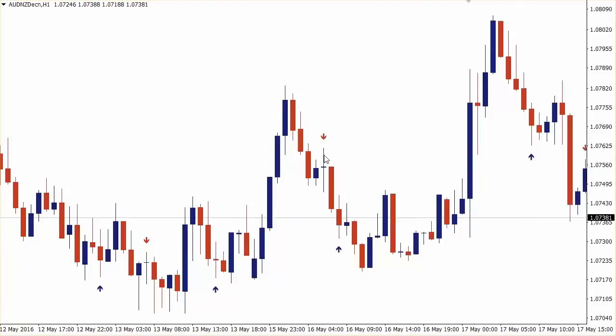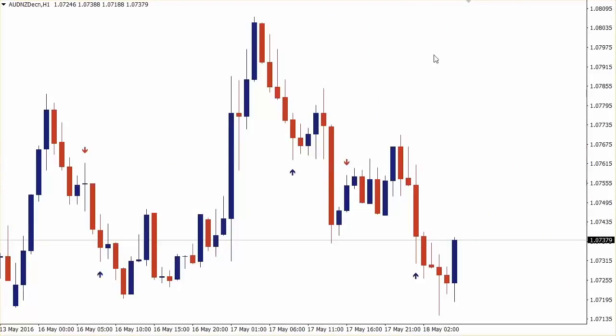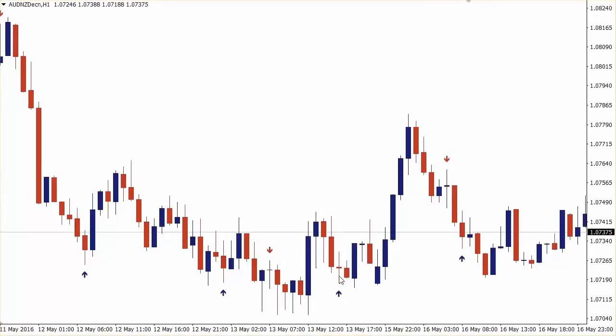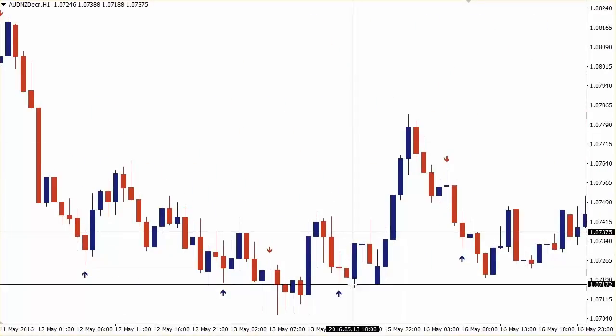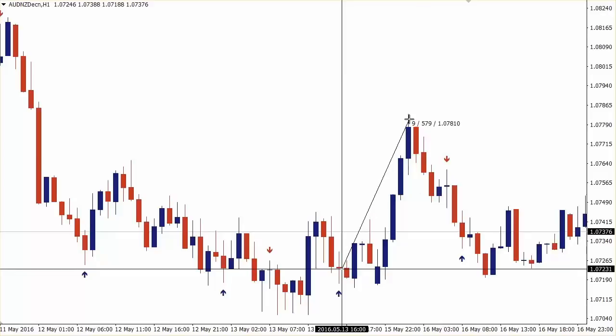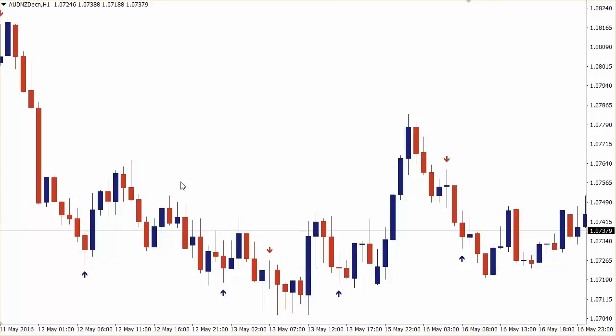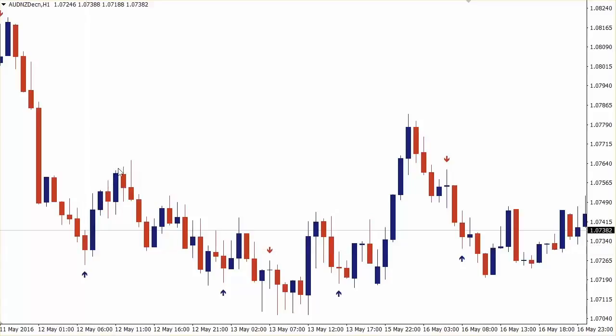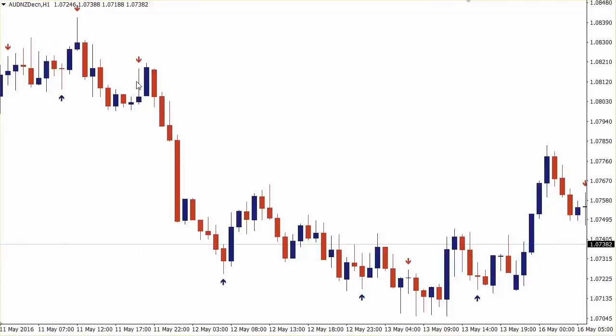Over here we get a nice move down, and here we get a nice move up. So a very nice trading system for scalping the markets, and in many cases for bringing in a lot of pips. There's another 30, 40 pips. Ooh, here's a good one.